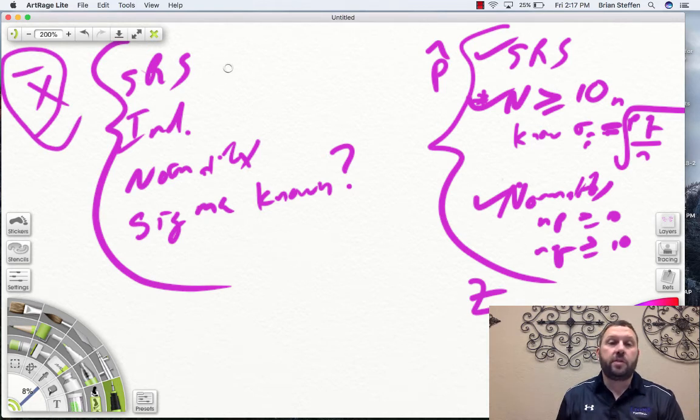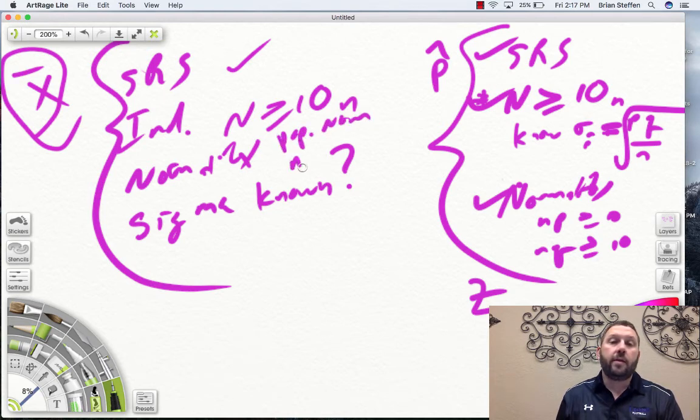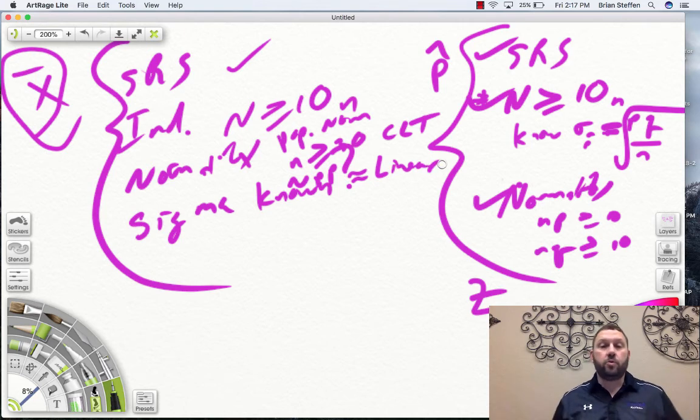Simple random sample, if it says it, we say that it is. We check and we actually show the work for population over 10 times the sample size. Normality, either the population is normal or n is at least 30, and that's because of the central limit theorem. Or my normal probability plot is approximately linear, which we haven't created one yet, but we'll do one soon. Those are the three ways to show normality of a sampling distribution of x bar.